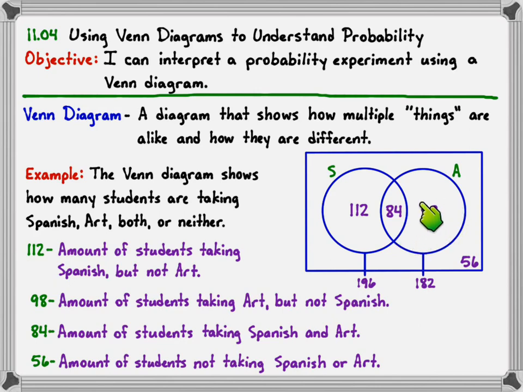Here we're saying there's 98 students that took only art, and that's key. If I say there are 98 students that took art, it goes down here. If I say there are 98 students that took only art, it goes here. So the word only implies inside the moon, where if I just say there are this many students that did this, then that's going to go down here.